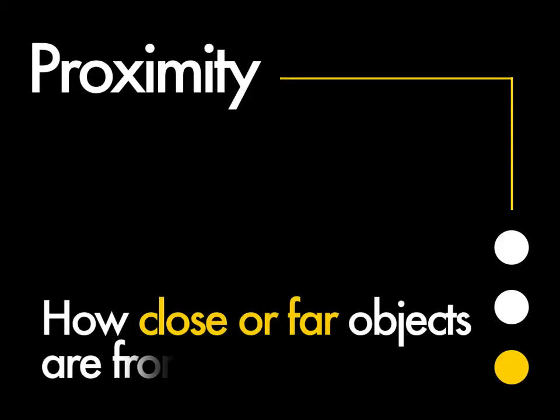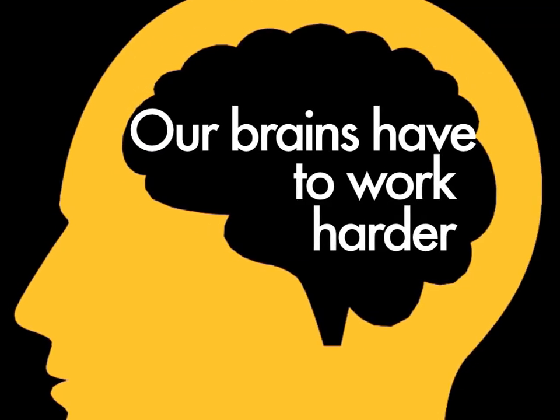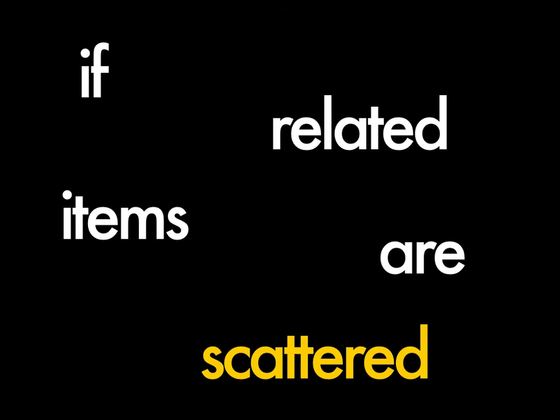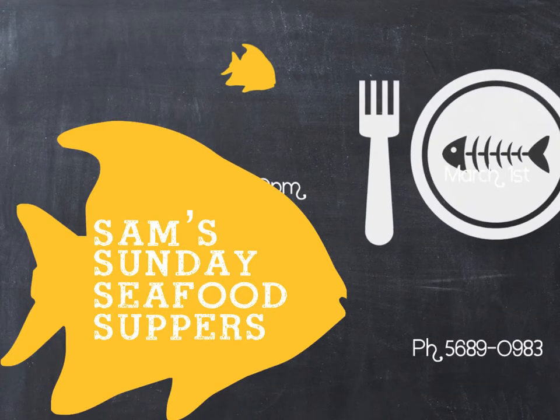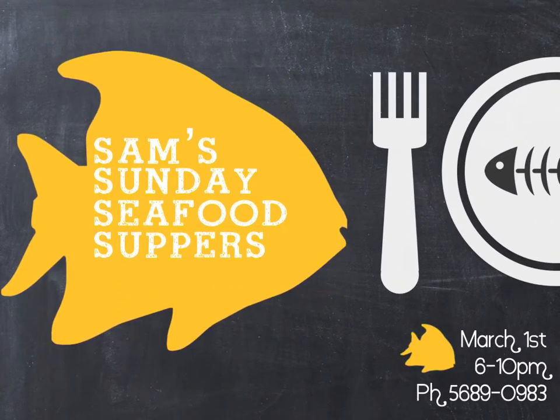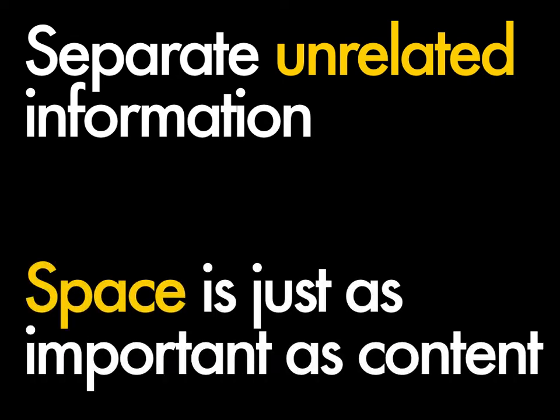The fourth principle of design is proximity. This is how close or far objects are away from one another. And our brains have to work harder if related items are scattered over the page. So in this case, we have a poster here with information, but it's much better if you put the information that is related together. This is when this is happening, where this is happening, telephone number. So separate unrelated information, and space is just as important as content.